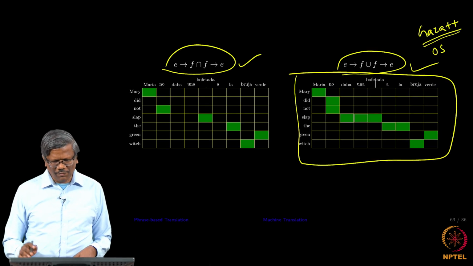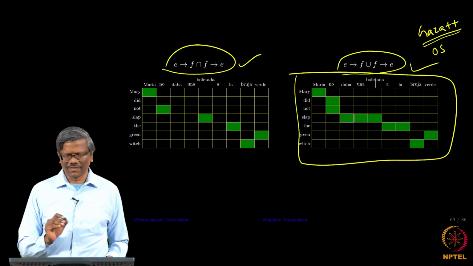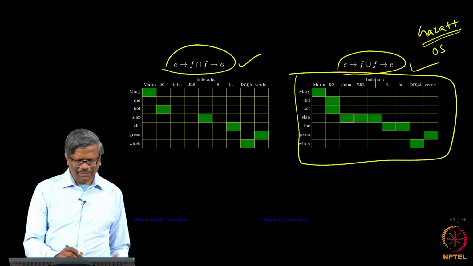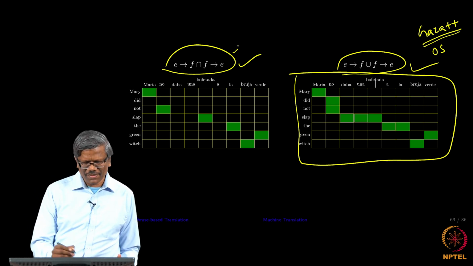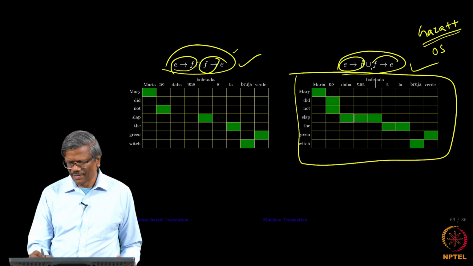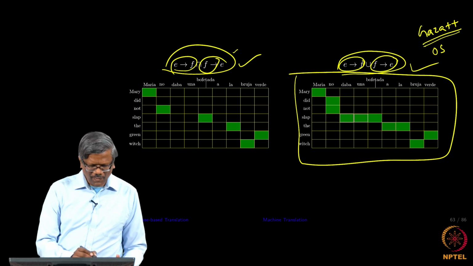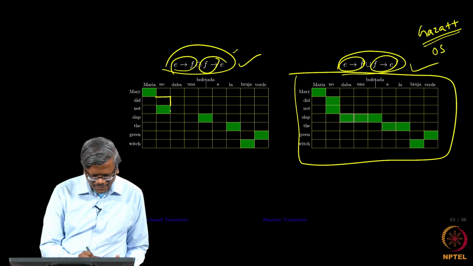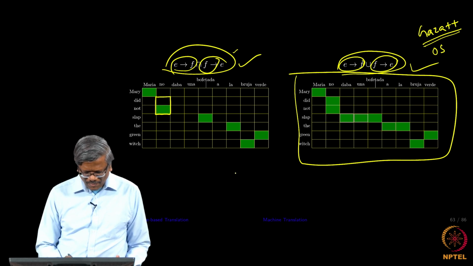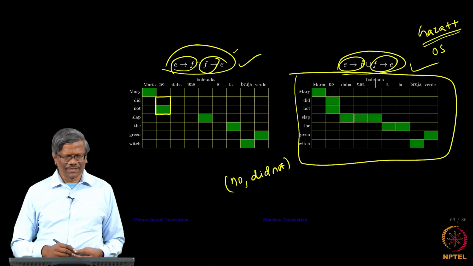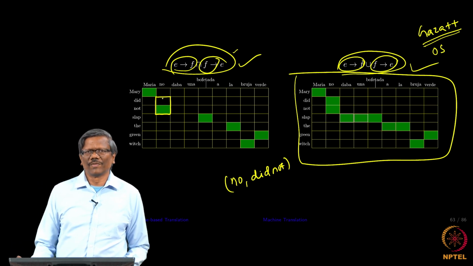So, here what we want to do is we want to find out phrases, right. So, that is the idea. So, now we have the symmetrization process where we have the union, we have the intersection of these two alignments, and the union of these two alignments. Okay. So, we need to find out the alignments like these, right. So, for example, no is aligned to did not. So, we need to find out whether it is possible to grow this alignment point.